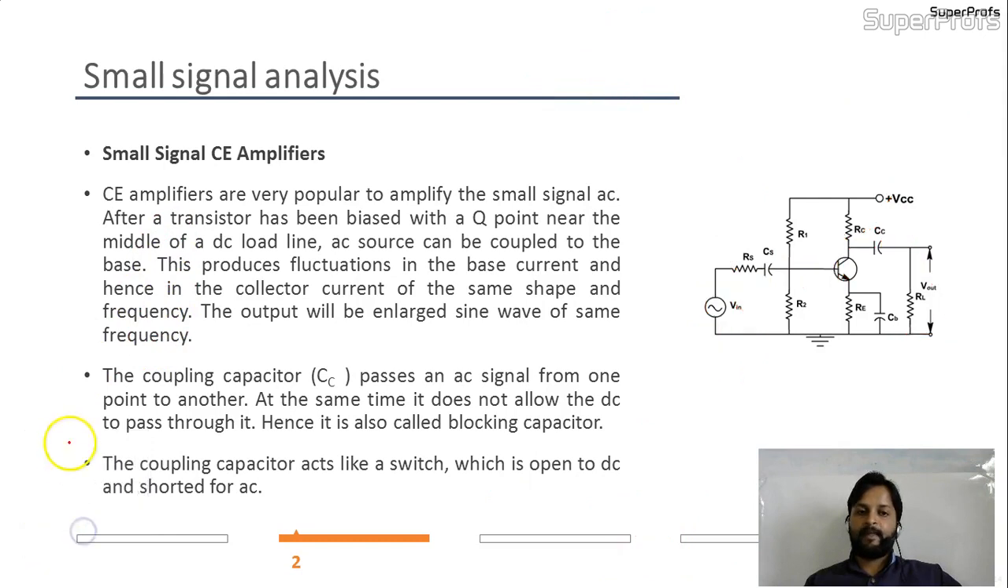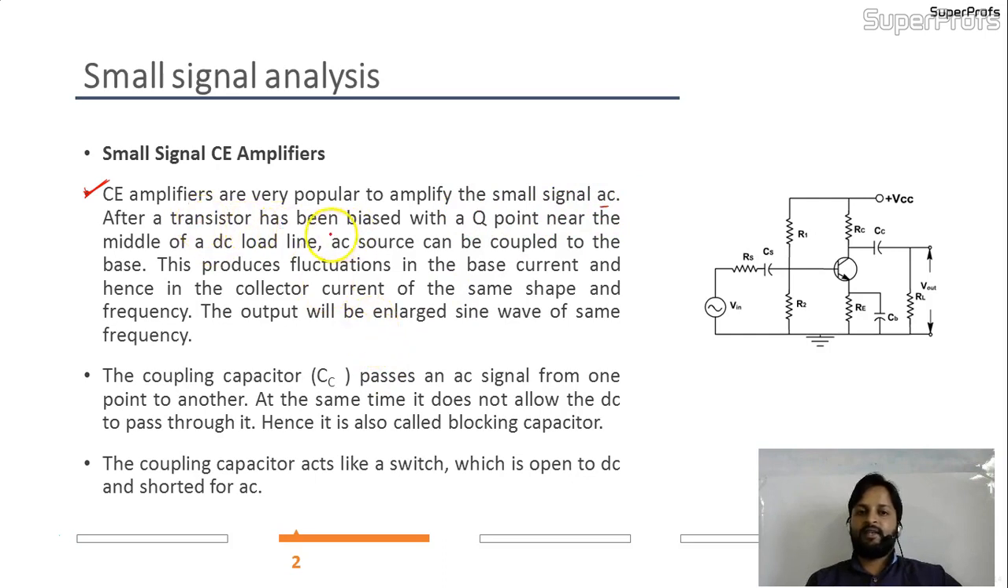Friends, CE, common emitter. Remember, common emitter is very important. We are using that one only because the common emitter has a very large power gain, and it has 180 degree shifting also. In the later stage we'll know why 180 degree shifting is also beneficial for us. So common emitter amplifiers are very popular to amplify small signal AC.